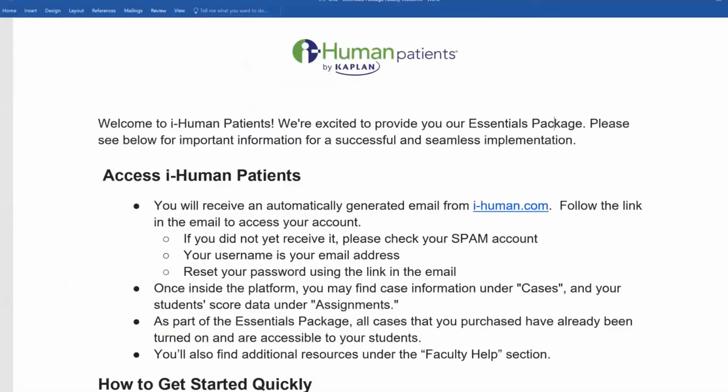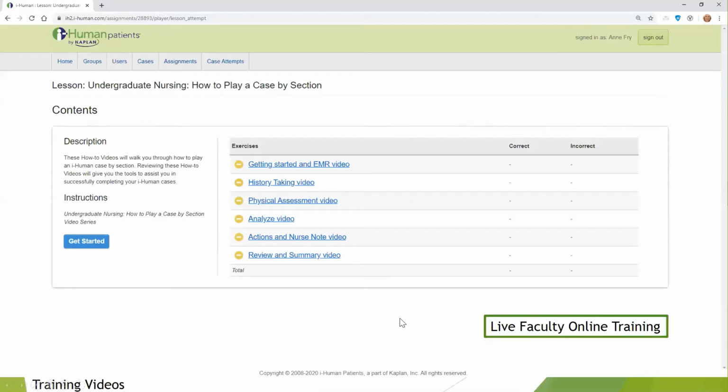The first thing you'll receive from us when you adopt iHuman Patients is email information that you can easily cut and paste for your students. We'll provide you everything you need to get those students up and running in an easy format, whether you want to push it to them in your LMS or an email, we make that really easy for you. You also have those recorded videos inside of the iHuman Patients platform that you can assign to your students or you can watch yourself, as well as that live faculty online training.